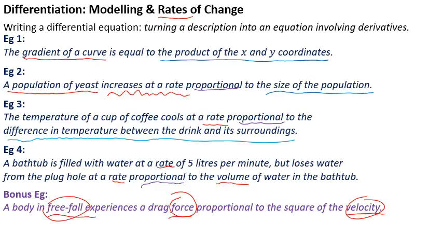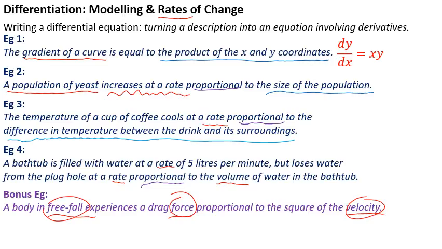All right, we're going to go through each one now in detail. So if you want to pause and try some more for yourselves before we do. Pause now. Question 1. The gradient of the curve is dy by dx. The product of x and y is xy. So our differential equation is quite simply dy by dx equals xy.